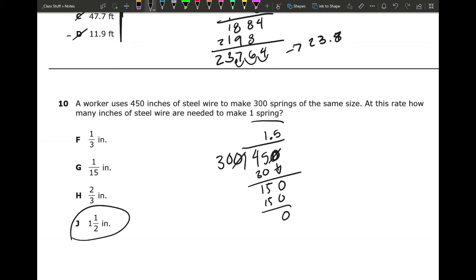That's it for that one. The way you can see this is that if they made less springs, look at the numbers. This number is less than the number of inches. So that means that you need more than 1 inch to make one spring. All of these are less than 1 inch. This is just unit rates and also operations with rational numbers. I have playlists for both.